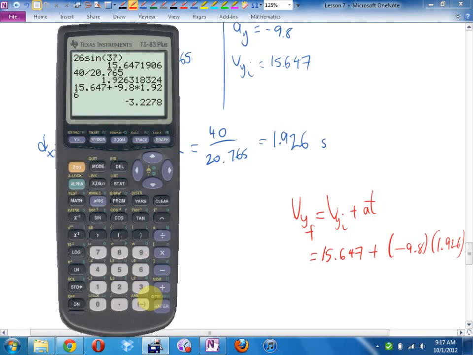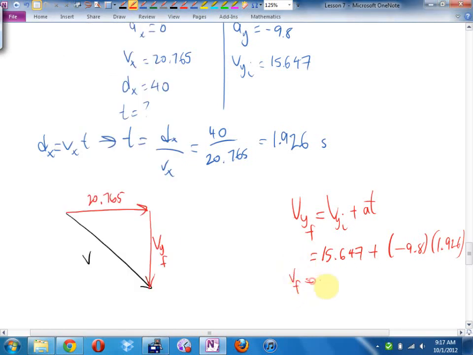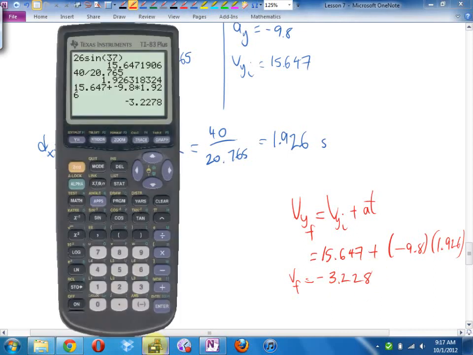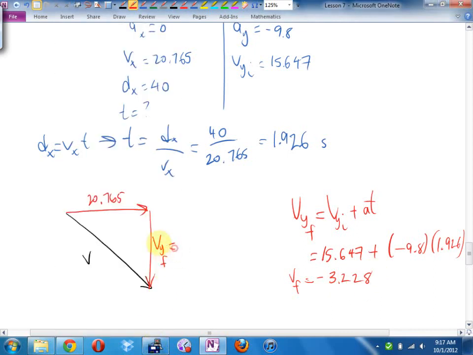I'll write negative 3.228. Negative 3.228. I better make sure I copy that down right. Here I'll leave off the negative because the arrow pointing down is letting me know that this is negative. And now we're back to familiar territory. It's going to be Pythagoras.